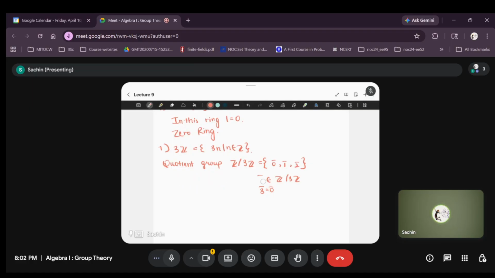Now, they are the equivalence classes. Yes, it is a set of sets. Set of all equivalence classes, where the equivalence relationship is congruency modulo 3.